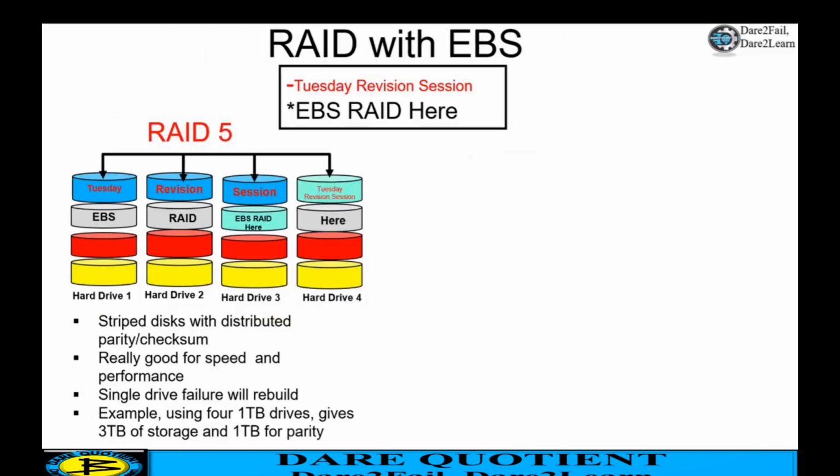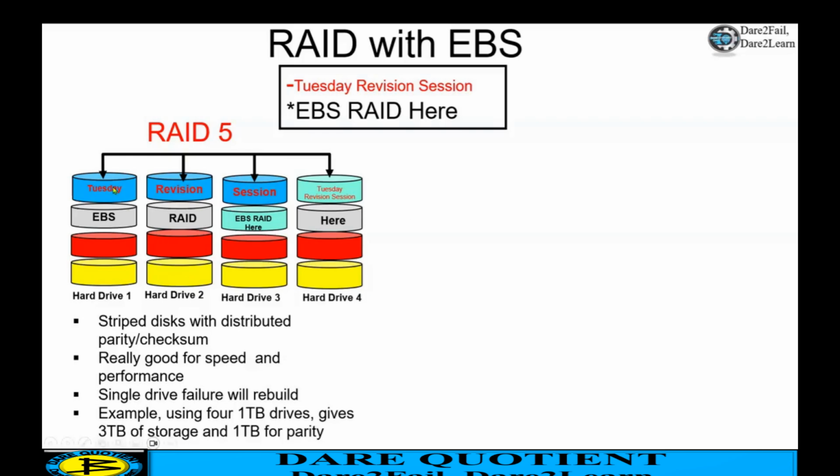So with RAID 5, you use a minimum of 3 hard drives. Now, this is a widely used RAID configuration in industries or in enterprises.